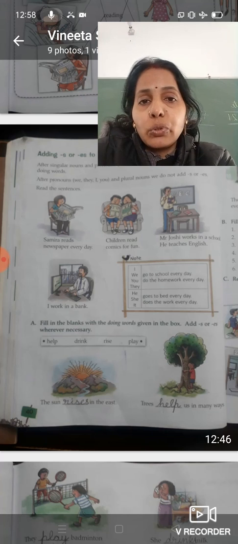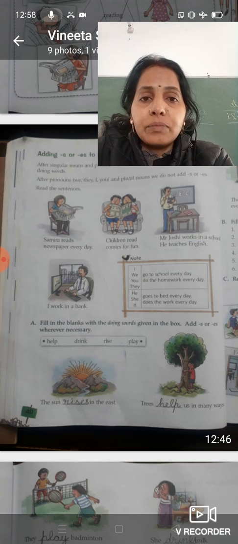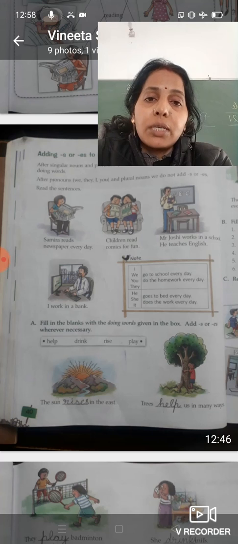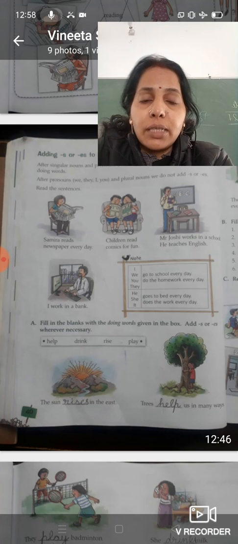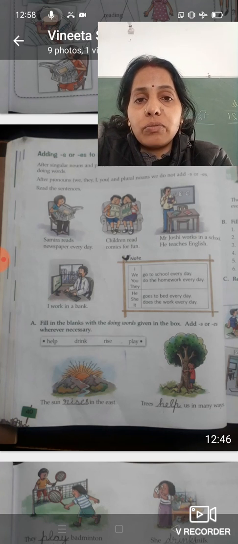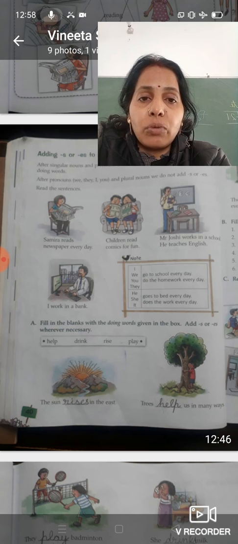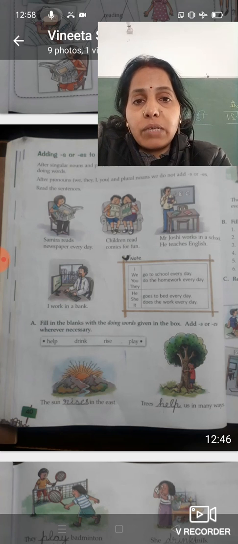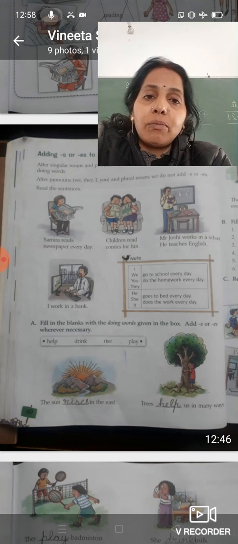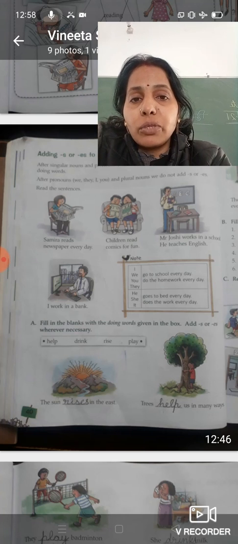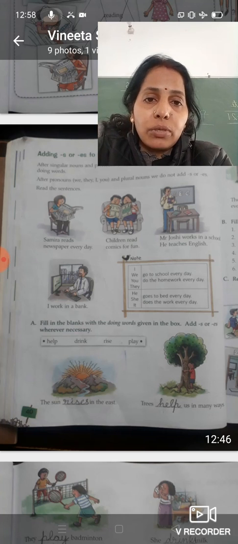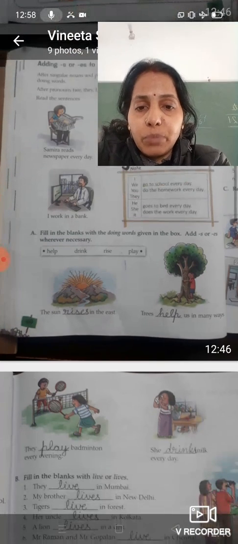S and ES you use with singular nouns, and you will not use S or ES with plural nouns. With singular pronouns like he, she, it, you can use S or ES with these words whenever it is needed. But with plural pronouns like I, we, you, they, you can't use S or ES. So children, let's proceed with the first picture.